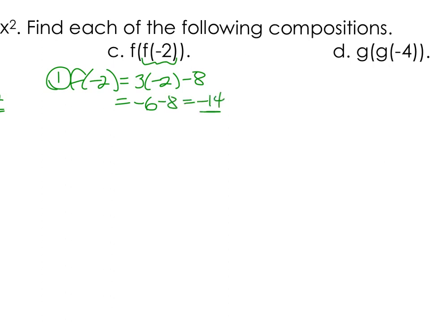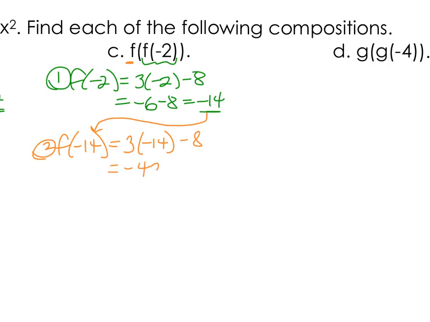Again, that output now becomes the input for the outside function, which is f of x once again. We substitute that value in for x and evaluate f of negative 14. Again, we just repeat the process. Plug in negative 14 for x in the f of x function. 3 times negative 14 minus 8. Well, 3 times negative 14 is negative 42. If we subtract 8, we end up with an end result of negative 50 for the composition.